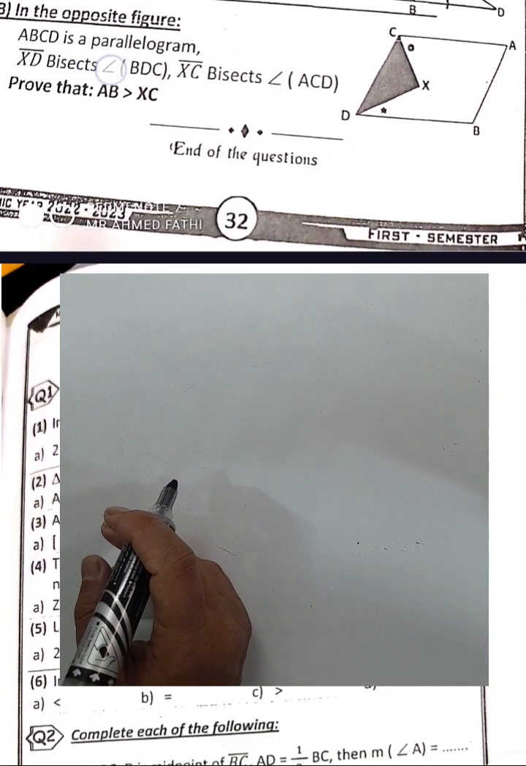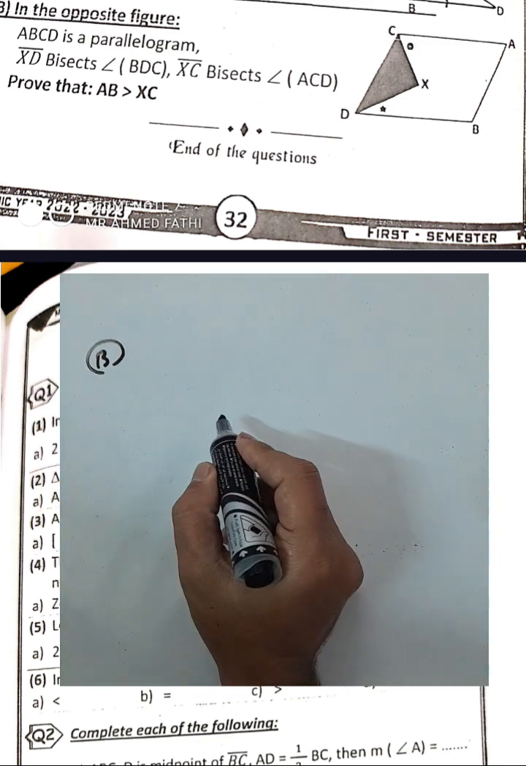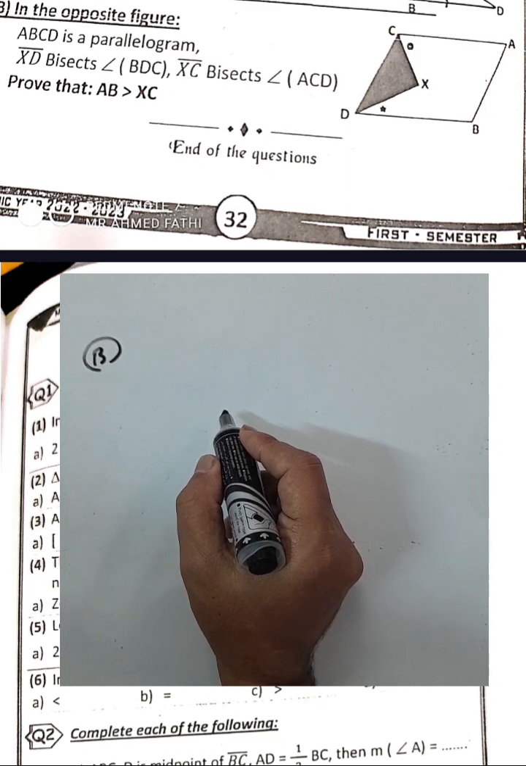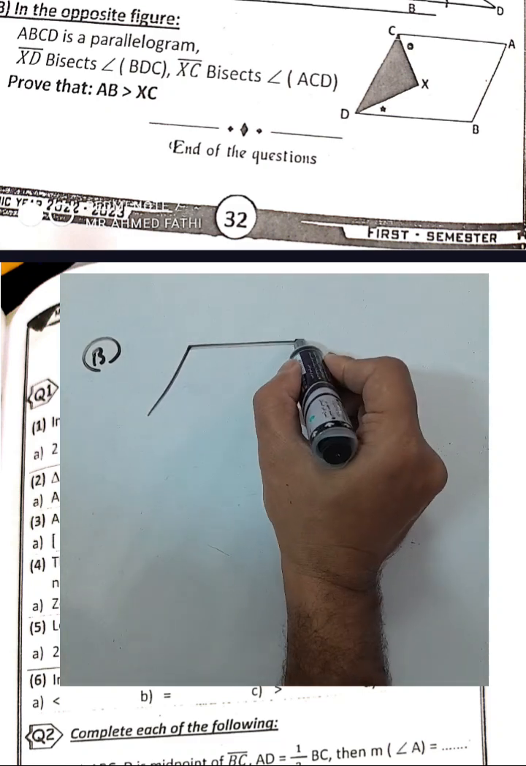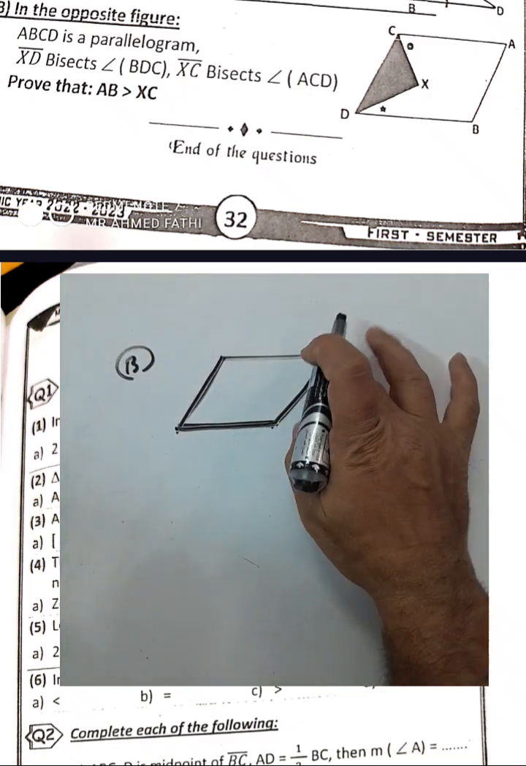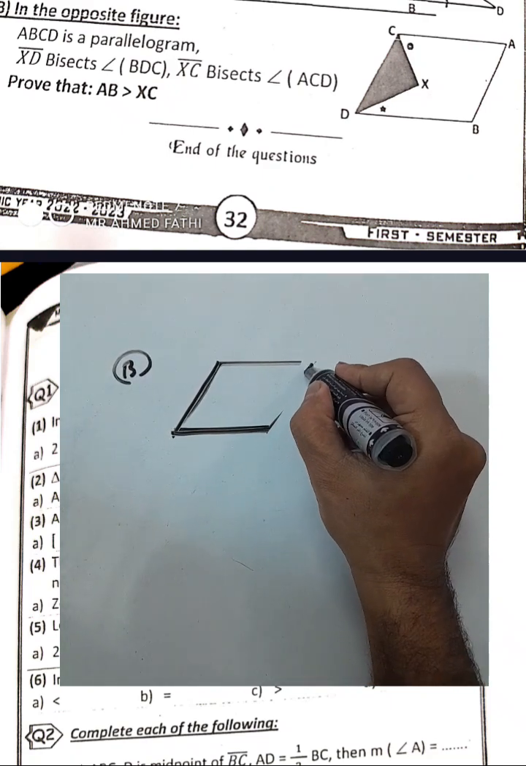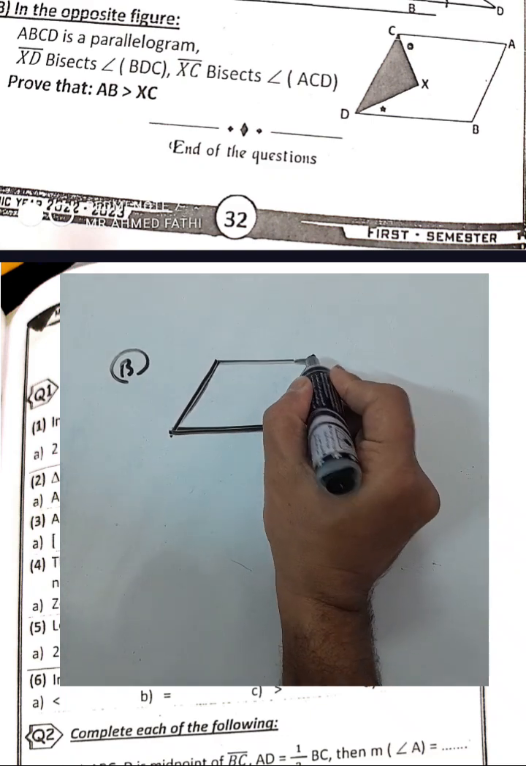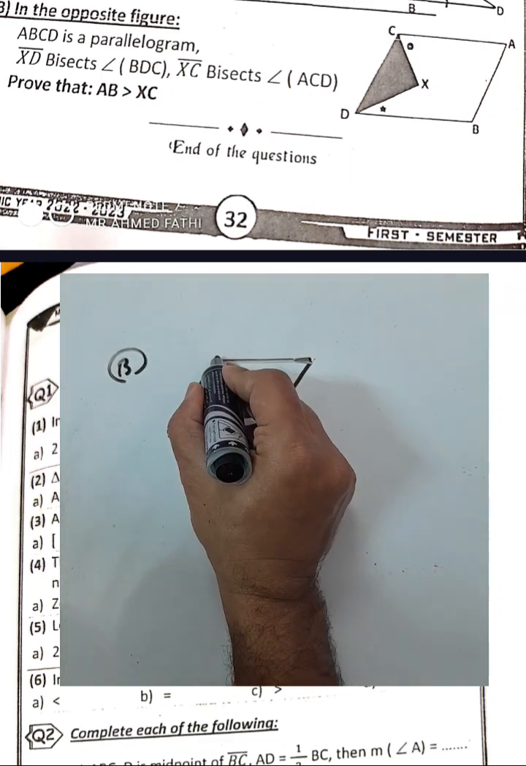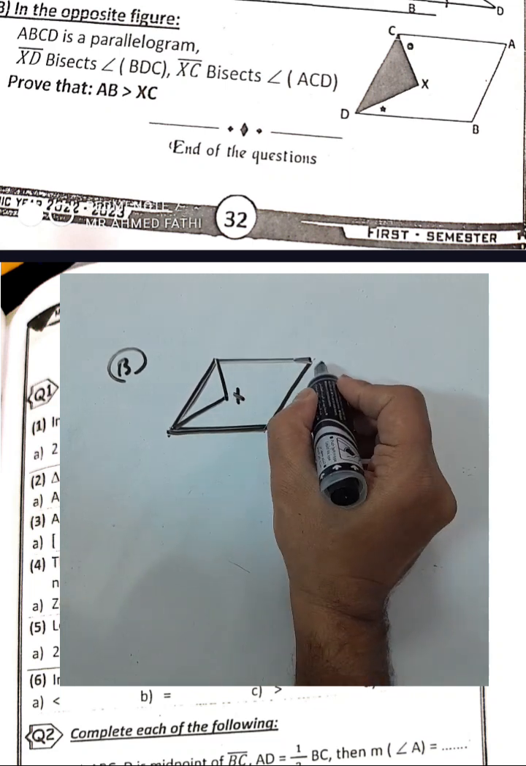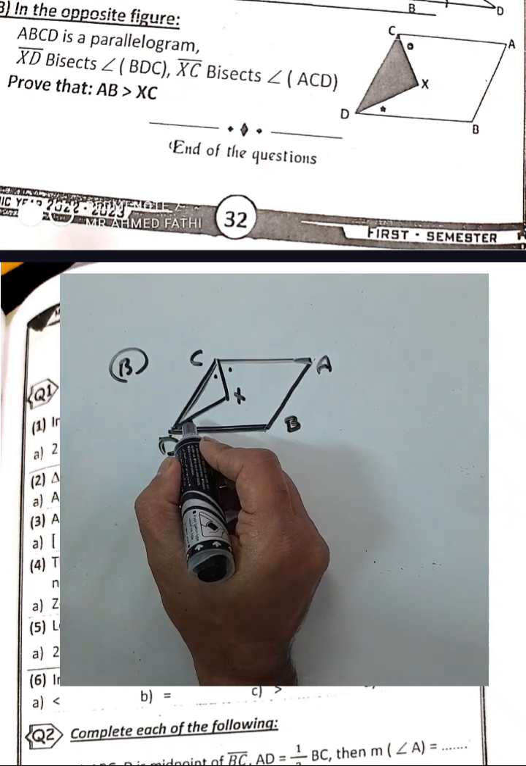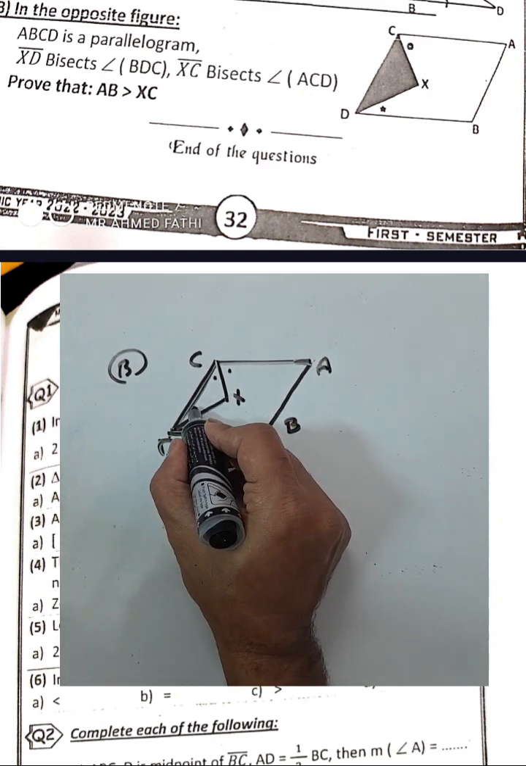Next question, letter B. In the opposite figure, we have ABCD a parallelogram, and XD bisects angle D. We have a parallelogram here, and X, A, B, D, C. It bisects the angles: XD bisects angle D and XC bisects angle C.